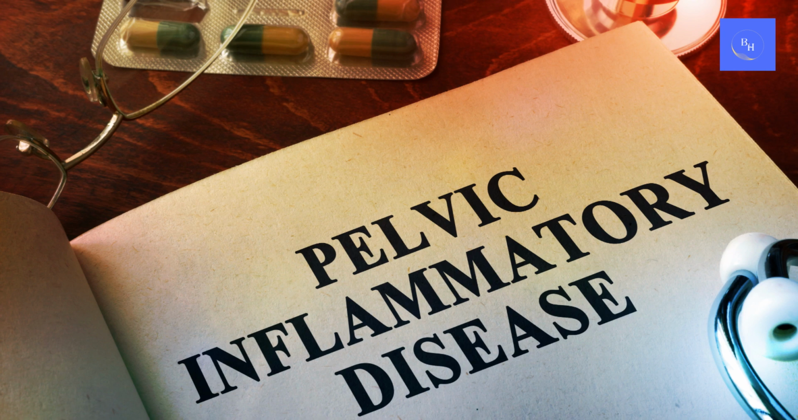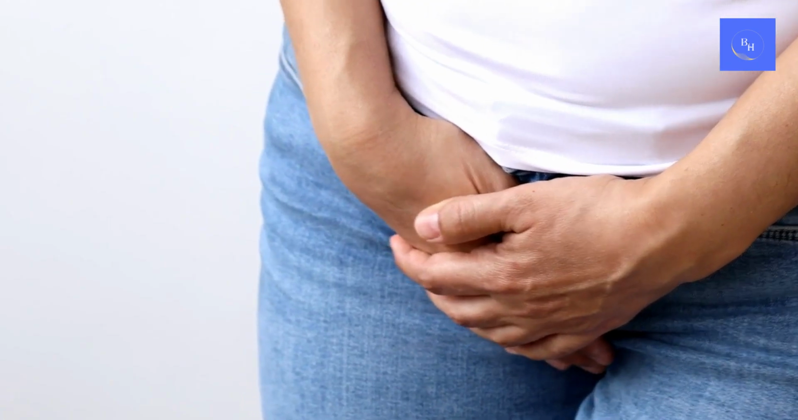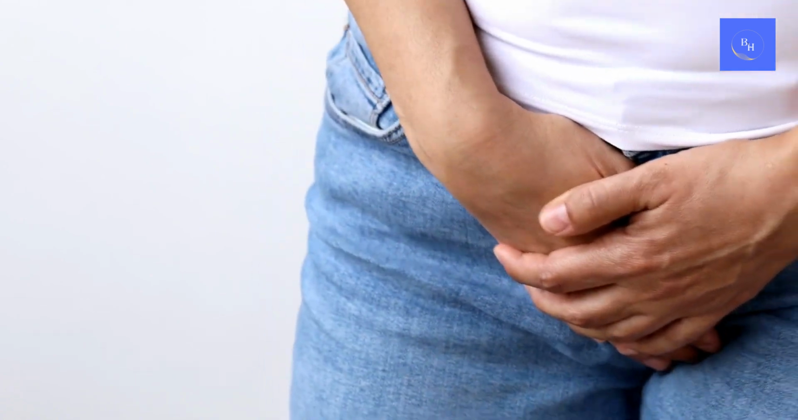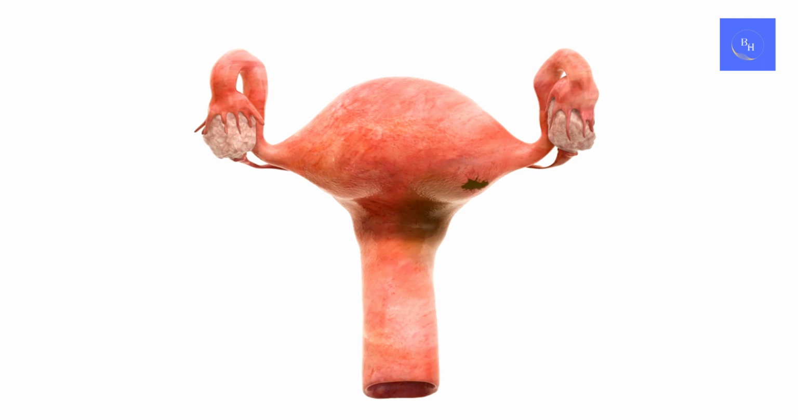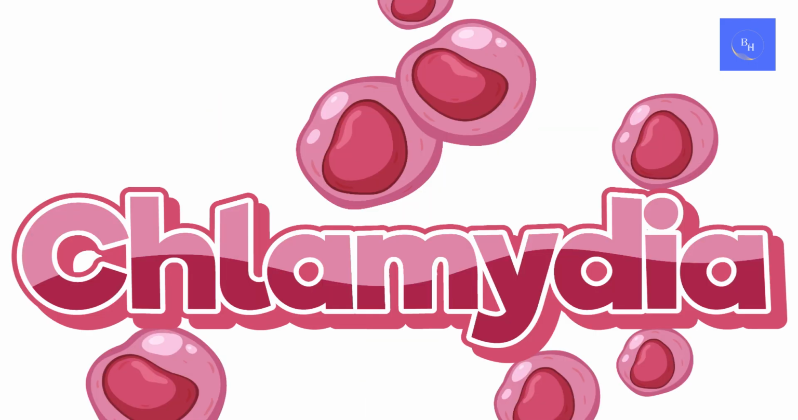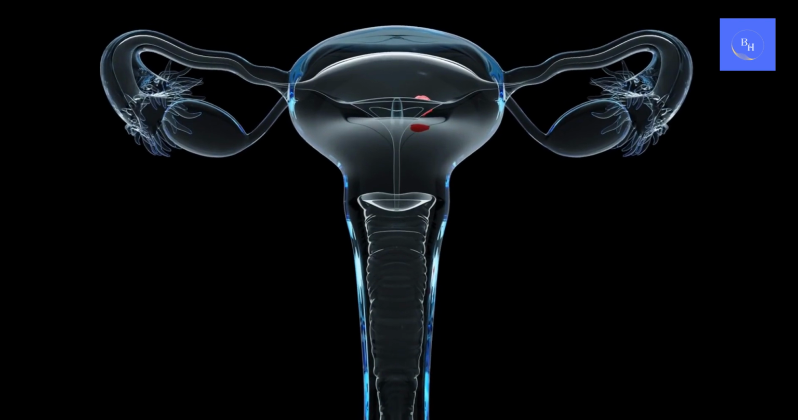What is pelvic inflammatory disease, PID? PID is a complex infection that occurs when bacteria travel up from the vagina or cervix into the reproductive organs, causing inflammation. It's crucial to understand that while sexually transmitted infections like chlamydia and gonorrhea are common causes, other bacteria, like those found in normal vaginal flora, can also contribute to PID.